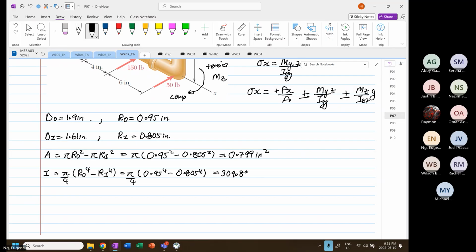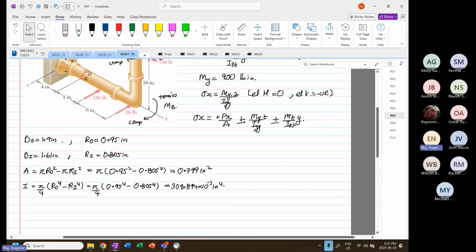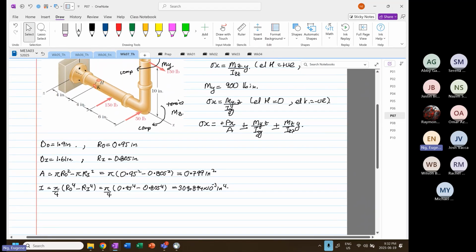That is equal to 309.894 times 10 to the power minus 3 inches to the power 4. Let me do it again: 0.95 to the power 4 minus 0.805 to the power 4 times pi divided by 4 gives 0.309894. Okay. So now once you have this, let's look at the values.